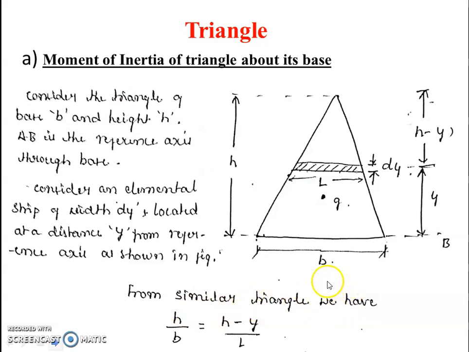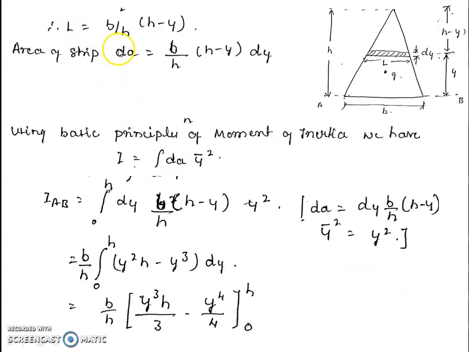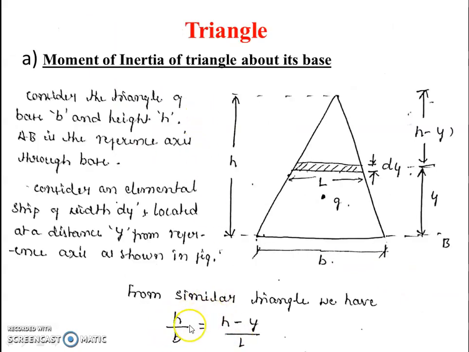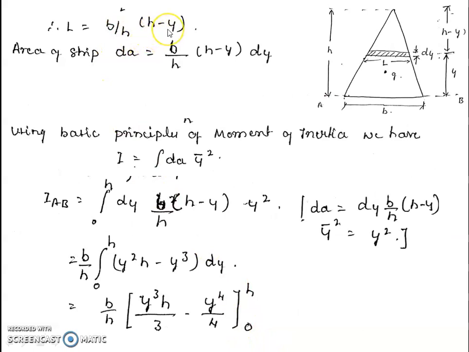From the principle of similar triangles, for the big triangle we have h by b, which is equal to h minus y by L for the small triangle. This L is the length of the small triangle's base. Using this principle of similar triangles, I got h by b equals h minus y by L. Therefore, L is equal to b by h multiplied by (h minus y).